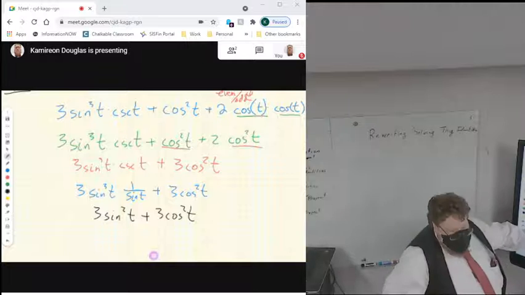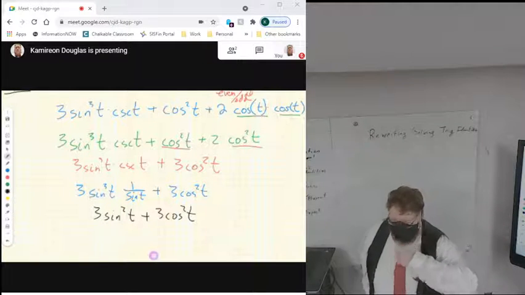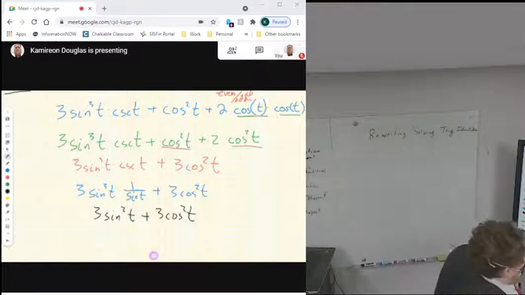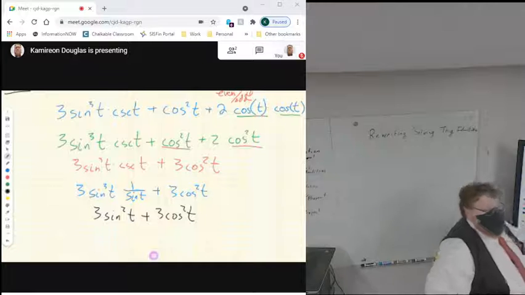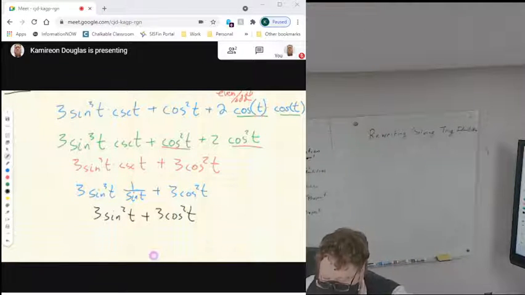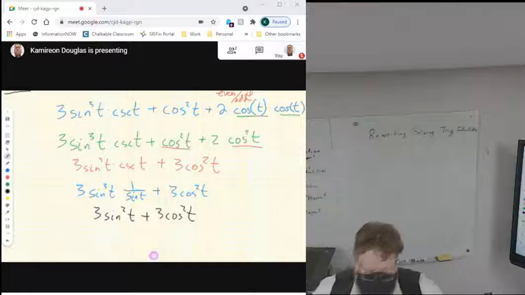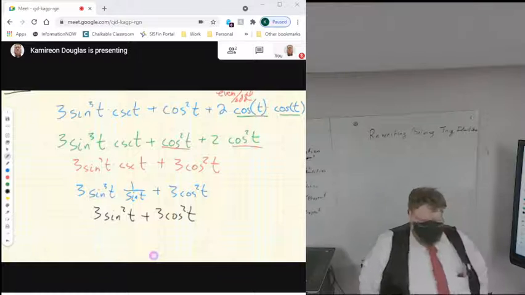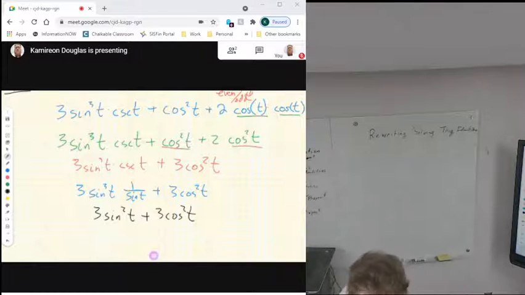The most common mistakes in these kinds of problems are the algebra. You cancel a sine, you drop the power, not the coefficients. So the sine cubed cancels with one of the sines and becomes sine squared. This looks pretty good. Are we done? There's one more thing that can happen.